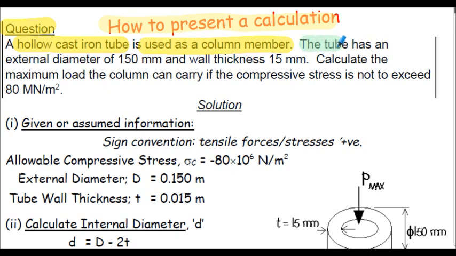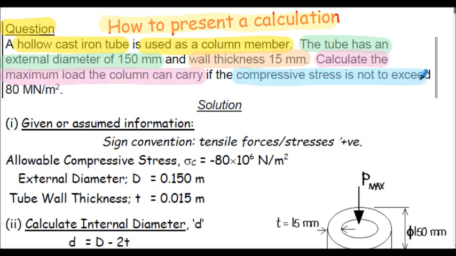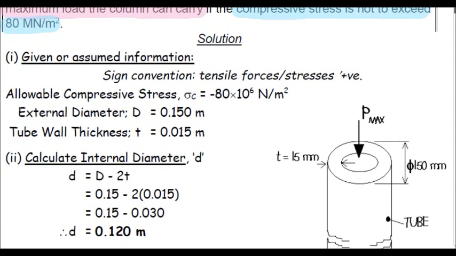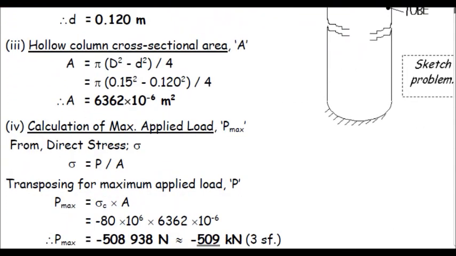The tube has an external diameter of 150 millimeters, a wall thickness of 15 millimeters, and we're asked to calculate the maximum load that the column can withstand if the compressive stress is not to exceed 80 meganewtons per meter squared. So that's the information given to us.